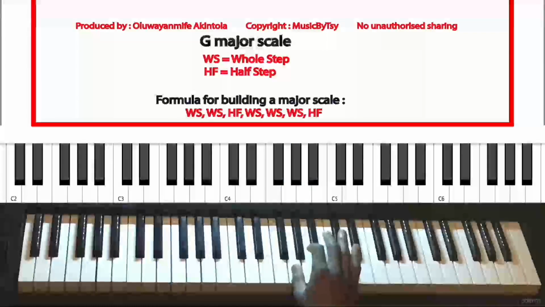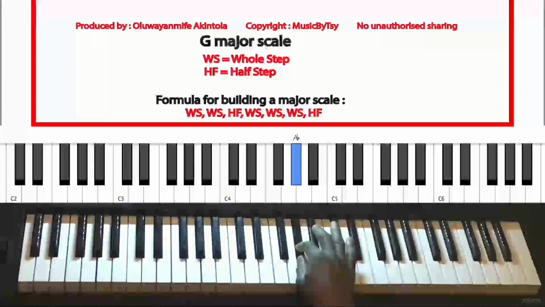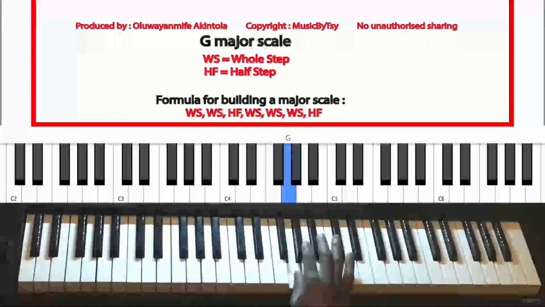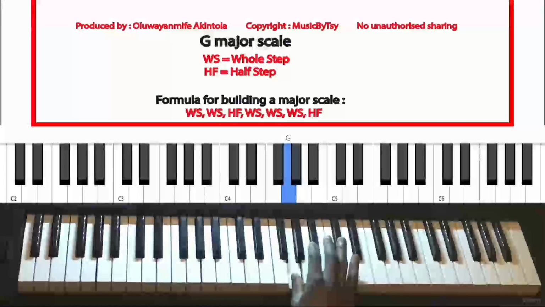But if I move from the key of G to the key of A flat, I've not skipped any key in between, I've just moved to the next key without skipping any key, therefore I've moved by a half step. See that? Now I'm just defining these terms because we're going to use them to construct the major scale for the key of G. So yeah, let's start.